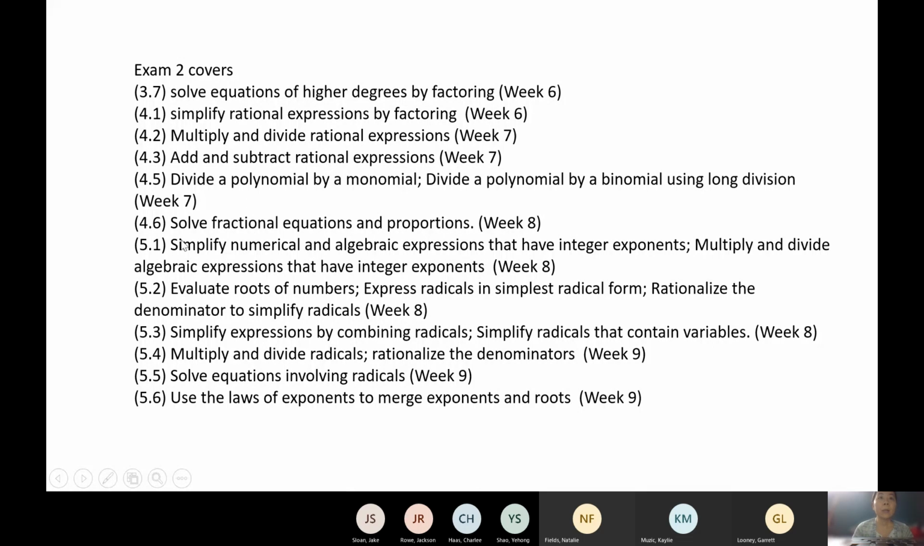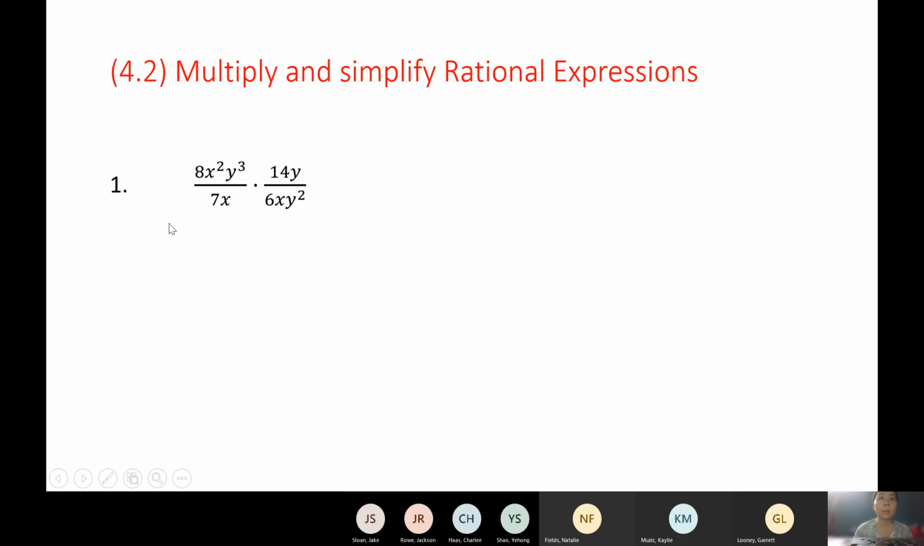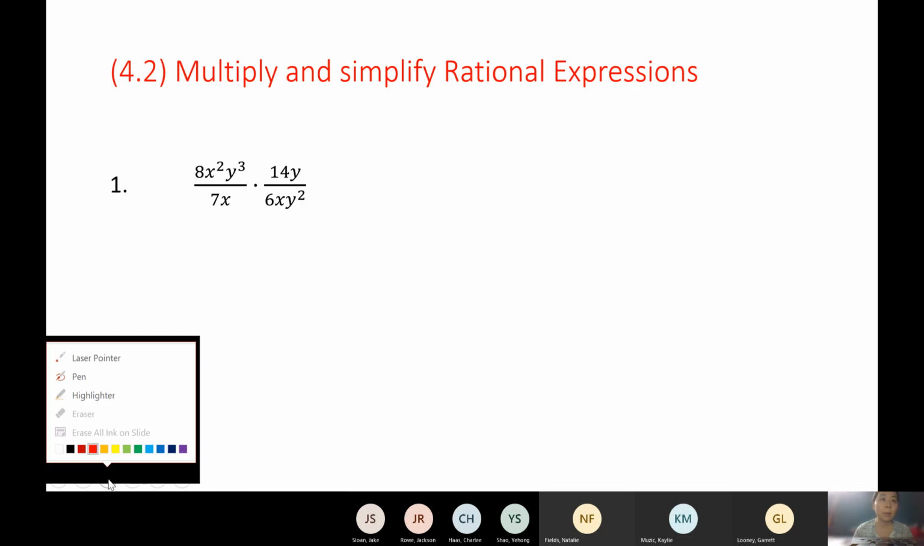All right, these are the problems we're going to have. Pretty much everything I listed here, we have at least one problem for that type of question. Let's look at the first one. I also put where each question comes from. If you missed the first one and need more practice or videos, that's from section 4.2, multiply and simplify rational expressions.